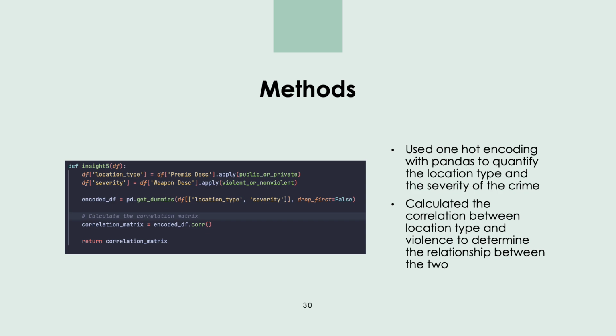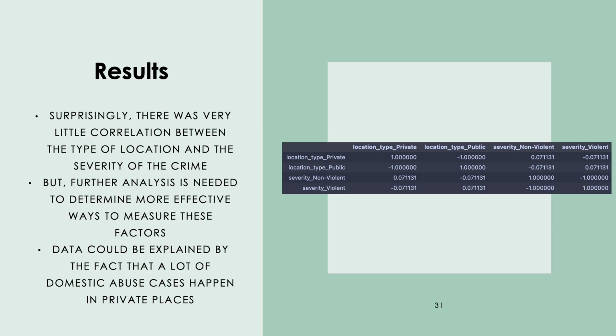Now, this doesn't work with correlation, so we have to convert those into numerical values. And to do this, we used a one-hot encoding technique in Pandas to do that. Finally, we calculated the correlation matrix using the .corr function. Surprisingly, there was very little correlation between the type of location and the severity of the crime. But again, further analysis is needed to determine more effective ways to measure these factors, because once again, we based our approach on keywords, and this may not be as accurate as we want it to be.